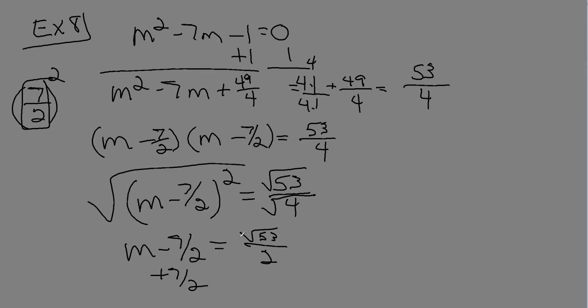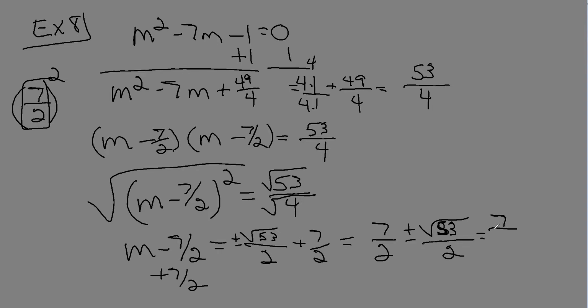Let's see. I remember this is plus and minus. I got to have that there. So if I add 7 over 2, it's okay here. But when I rewrite it, you really kind of want it as 7 over 2 plus or minus the square root of 53 over 2. And then you can leave it that way.